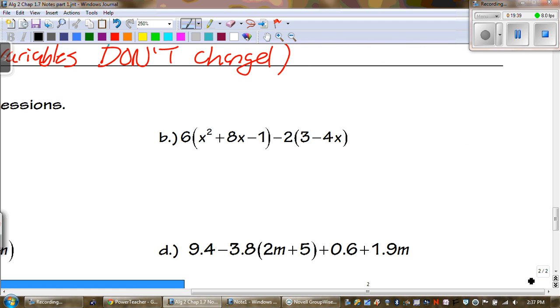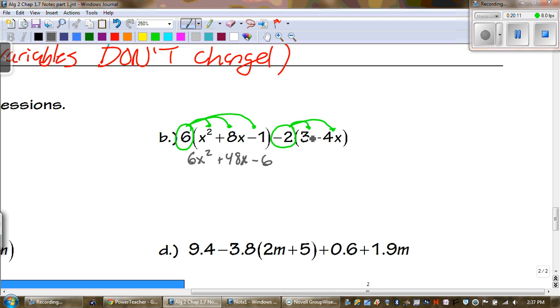Let's look at B. B we have to distribute 2 separate times. We have to distribute the 6, and then we have to distribute a -2. So 6 times x squared gives us 6x squared. 6 times 8 gives us 48. And then 6 times -1 is -6.